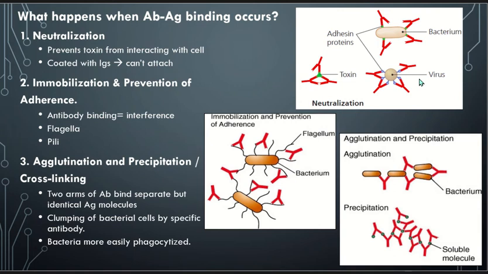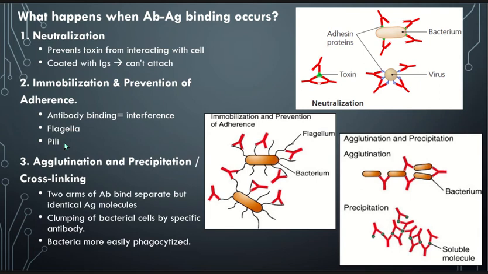They can also bind to specific portions on cell structures. And when they do that, it's going to interfere with whatever the function of that cell structure is. So, for example, if the antibody binds to an antigen on the flagella, it can interfere with motility, or the movement of that cell, or if the antibody binds to, say, pili.